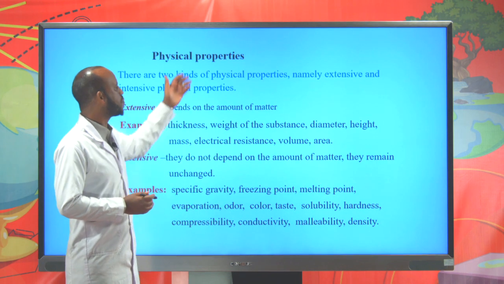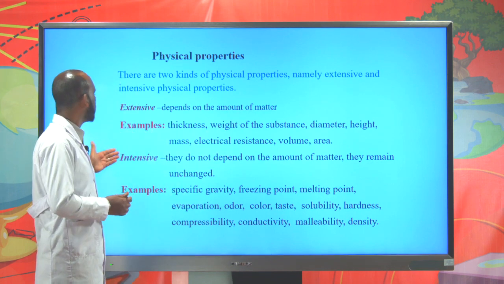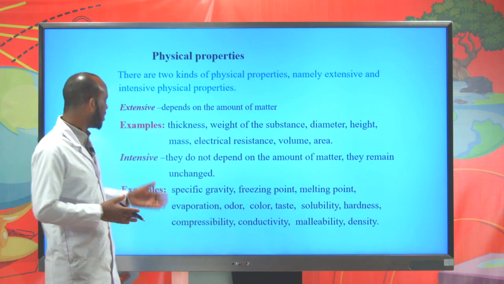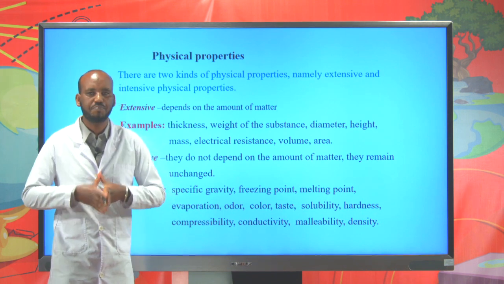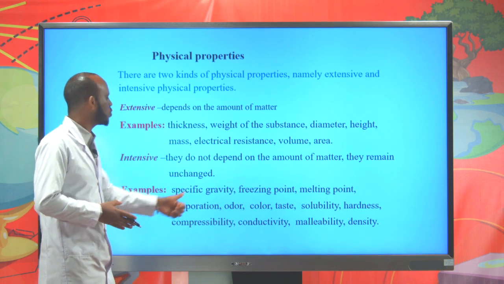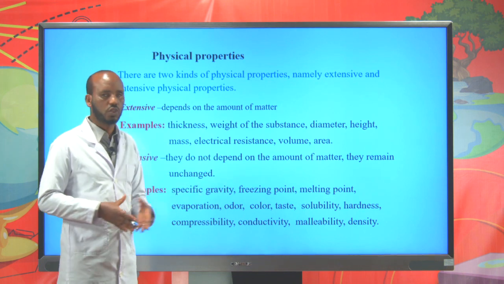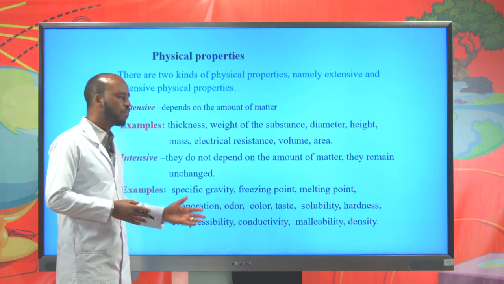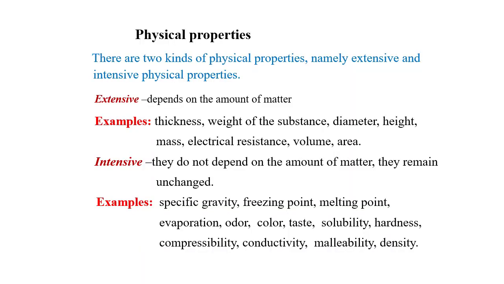The other type of property of a substance is intensive property. Intensive properties are those properties which do not depend on the amount of matter present. Properties such as specific gravity, freezing point, melting point, evaporation, odor, color, taste, solubility, hardness, compressibility, conductivity, and malleability are examples of intensive physical properties of a substance which do not depend on the amount of matter present.